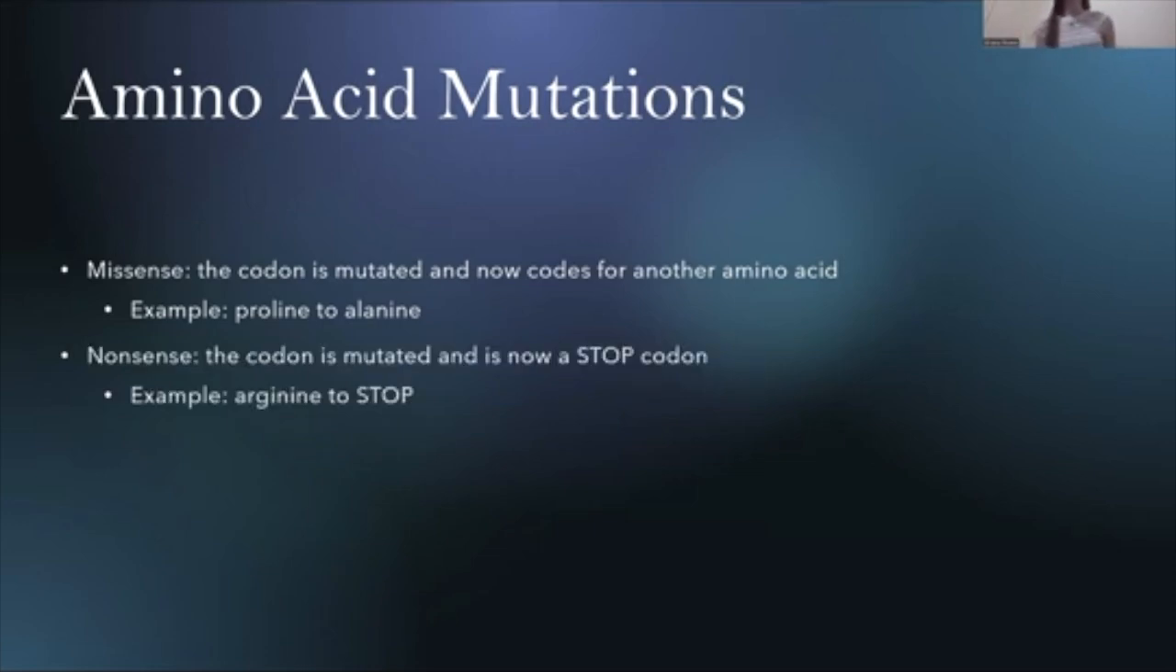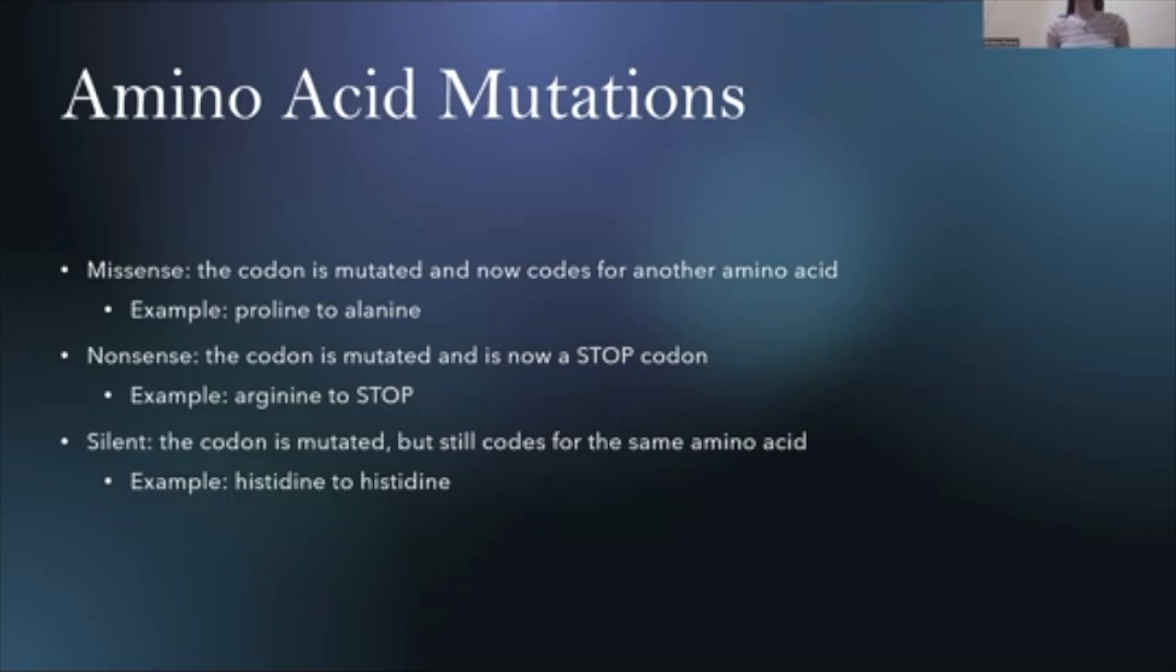Your next one is if your codon is mutated, but instead of coding for another amino acid, it's now a stop codon, meaning that your sequence is terminated and your polypeptide chain is going to be released prematurely. We have a stop codon where we originally had something like an arginine. Having a stop codon early, it's nonsense. We don't want that, so it's a nonsense mutation.